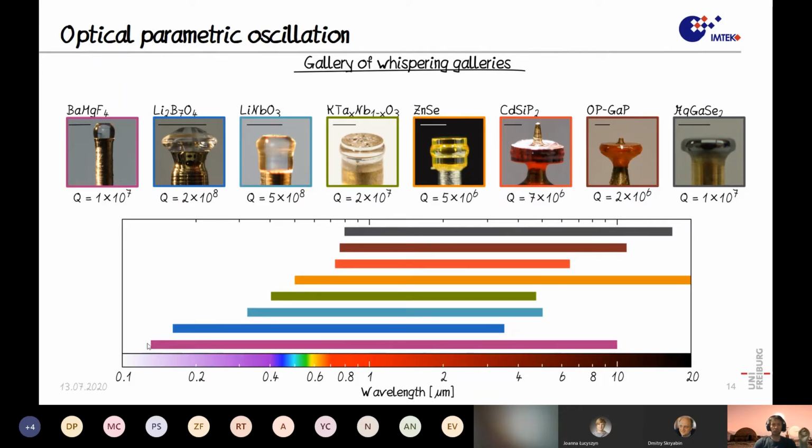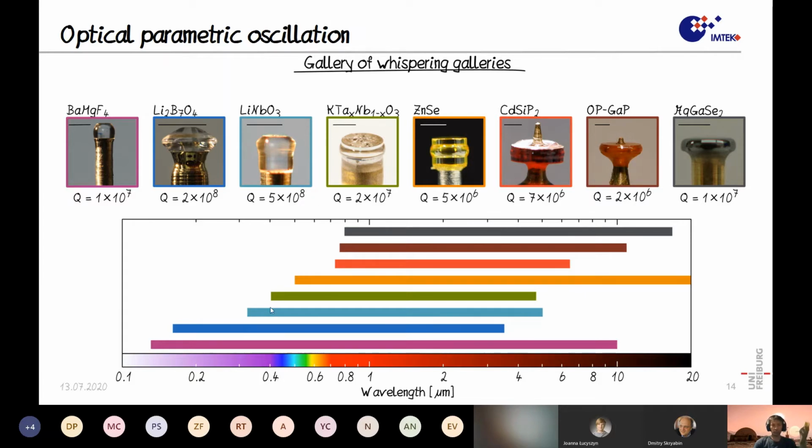So it has an ultraviolet edge here at 140 nanometers, and it has an infrared edge here at 10 micrometers and nothing in between. It's a very nice crystal. So we achieved a quality factor of 10 to the power of 7 with it. It was not so easy to work with it, but it worked. And then we have lithium tetraborate, also a very, very nice crystal. From the point of quality factor, it gives us 10 to the power of 8, even here in the UV.